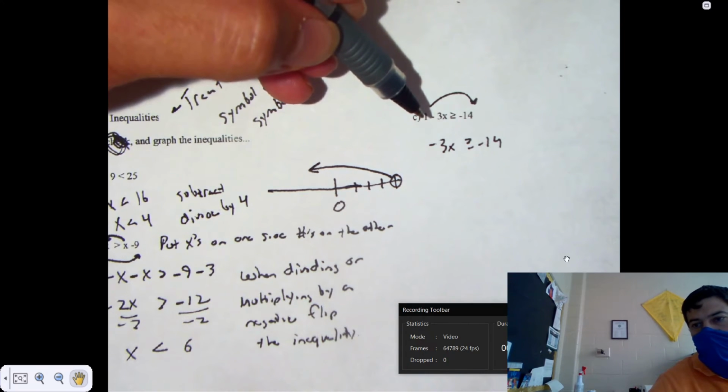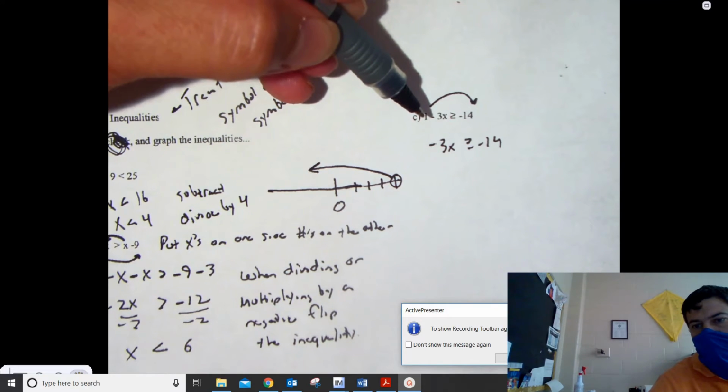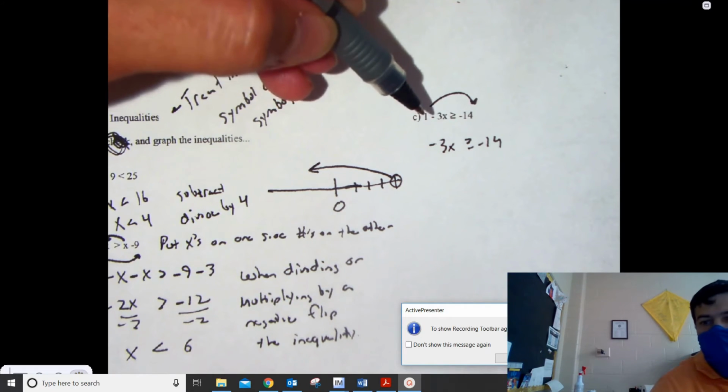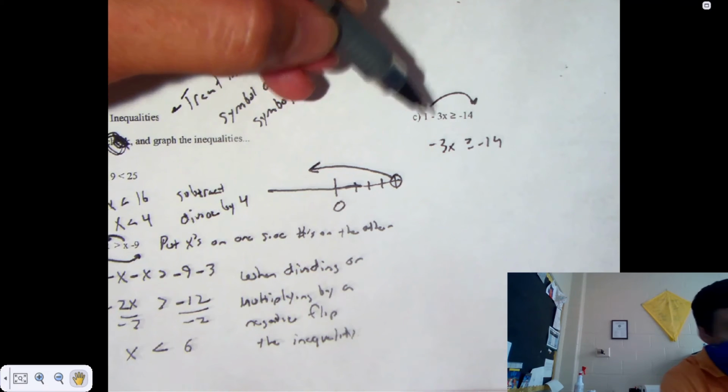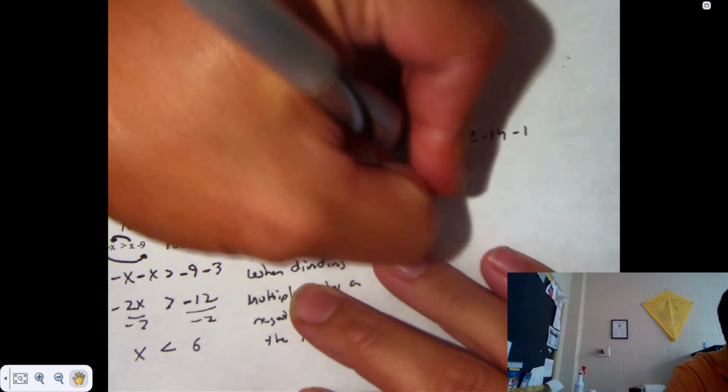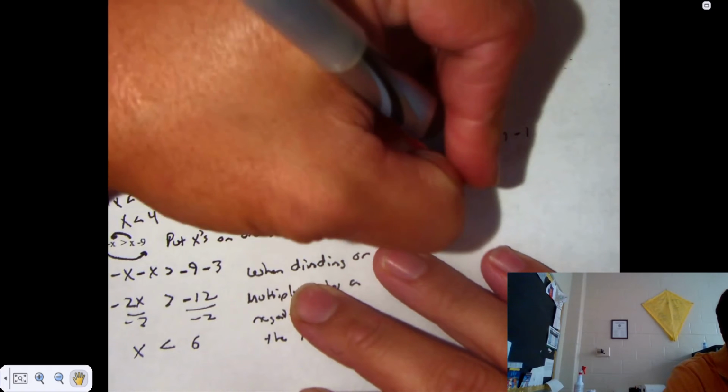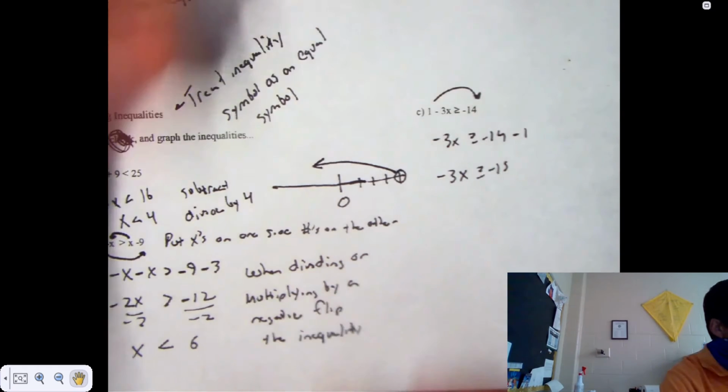So you jump it over and it's -1. And what is -14 minus 1? -15. A couple of kids have been saying 13. You see some 16. You see 13 show up a lot. Here comes that divide by a negative. What do you do to the inequality symbol when you divide by a negative?